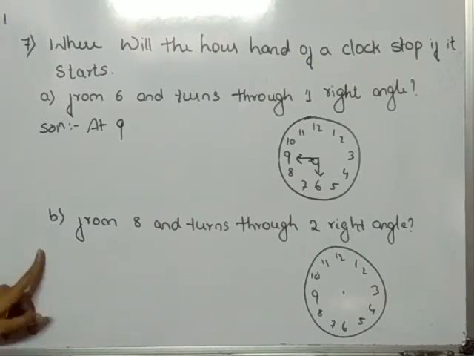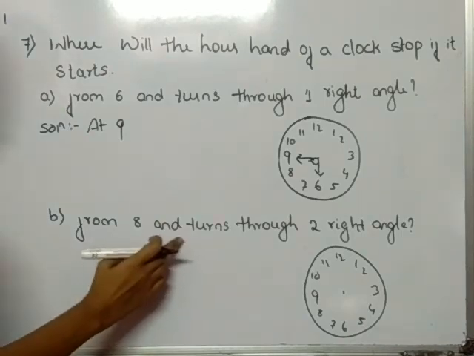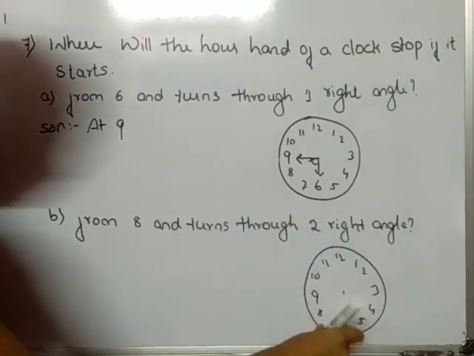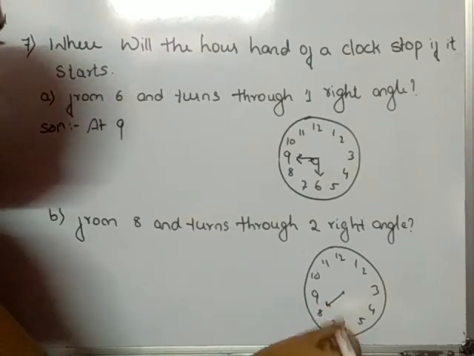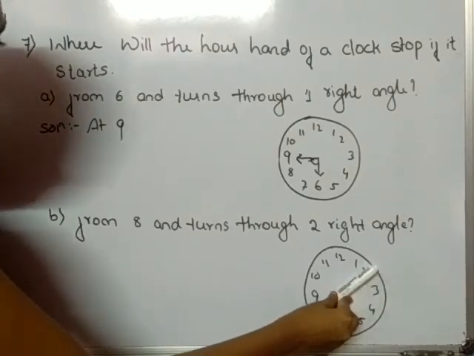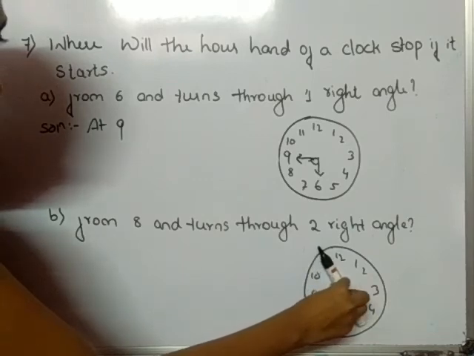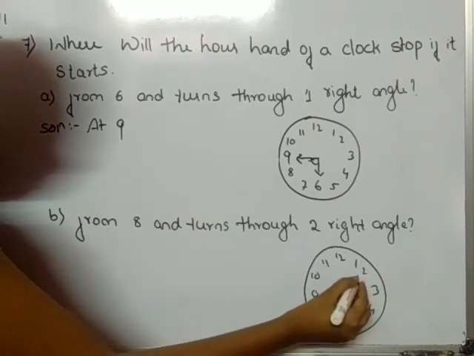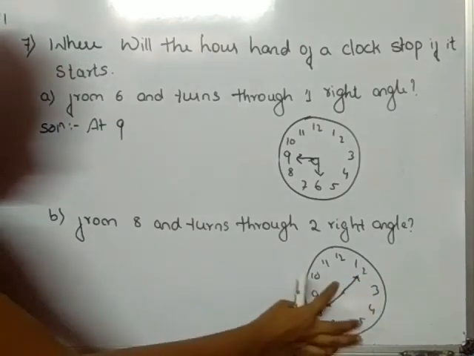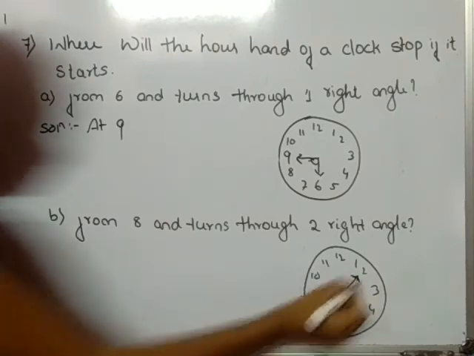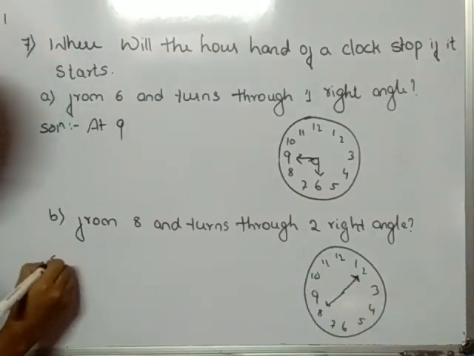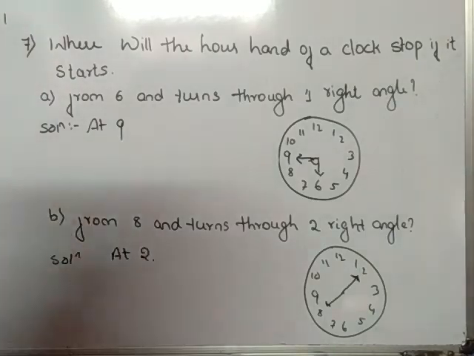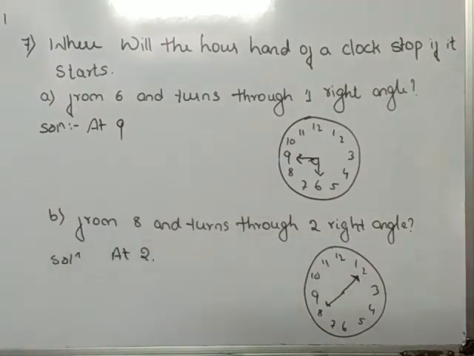Okay. Similarly, B1, from 8 and turns through 2 right angles. This is pointing towards the 8. From here it makes 2 right angles. This is 1 right angle and this is another right angle, right? 2 right angles means a straight angle, isn't it? Yes or no? Now it is pointing towards 2 here. So the solution is at 2. Okay. Now we'll see the next one.